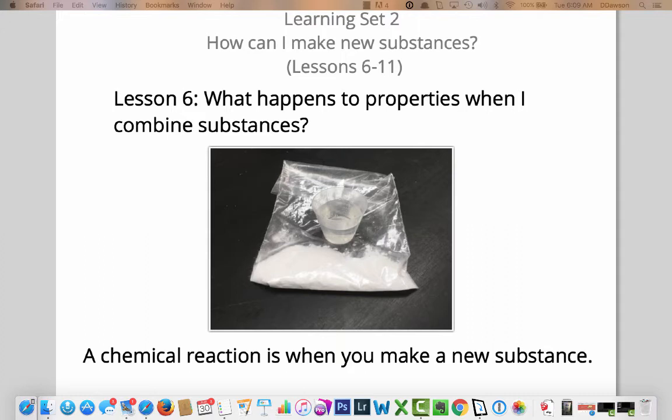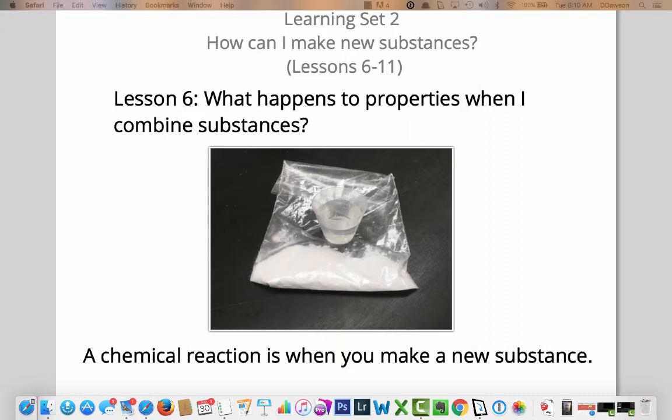So you're asking students what's happening, and again, you're not talking about this as a chemical reaction. You're asking what happens to properties when you combine those substances. And so at the end, the idea is to come up with the idea that a chemical reaction is what you call it when you make a new substance. And we're going to go back to lessons 1 through 5. How do we know we made a new substance? Well, we made a new substance because we had a property change, and that's the key piece.